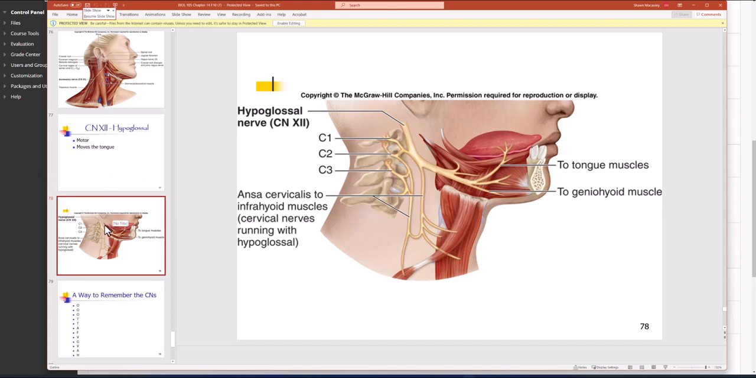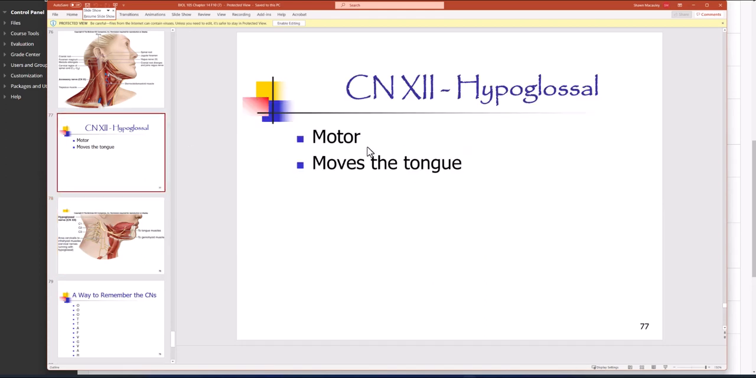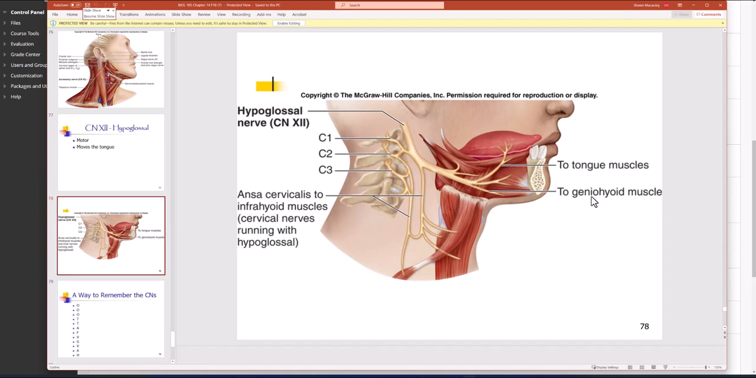And then finally, there is the hypoglossal nerve. It is a motor only nerve. It moves the tongue, and you learned about some of the tongue muscles in lab. It controls all of those tongue muscles that were listed in your lab materials.